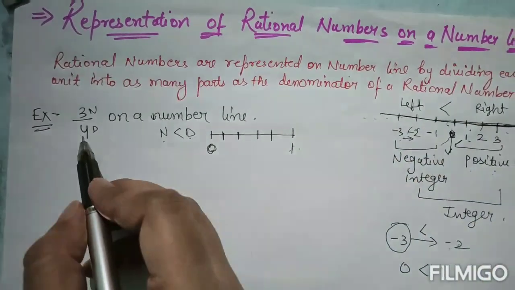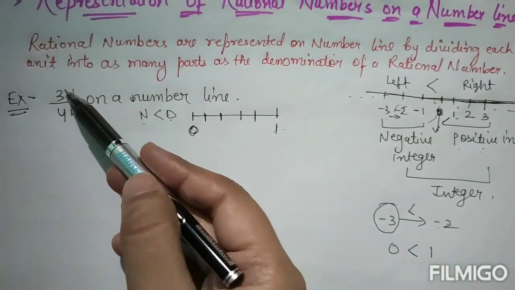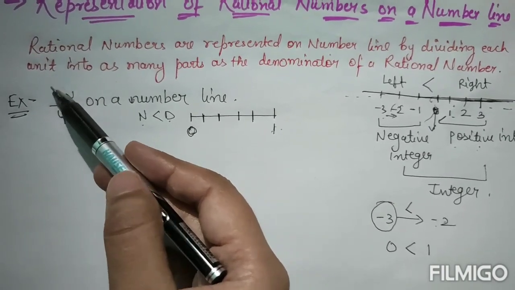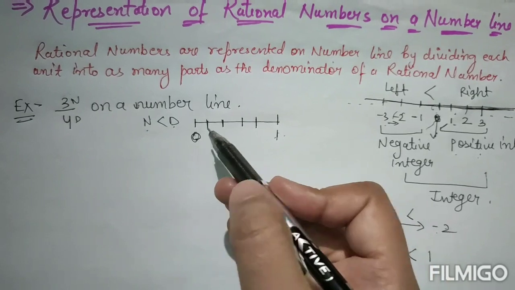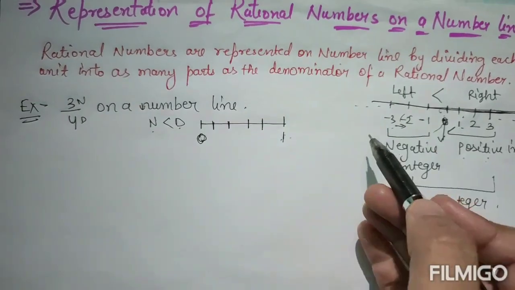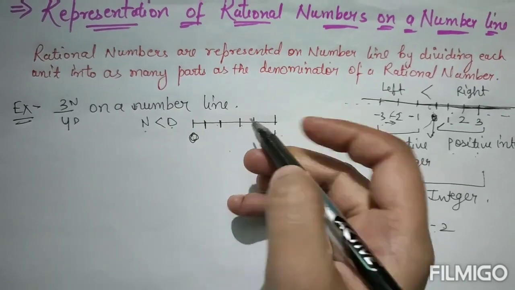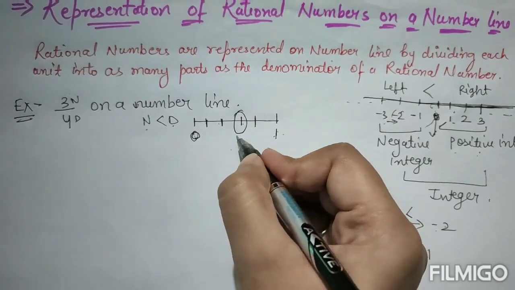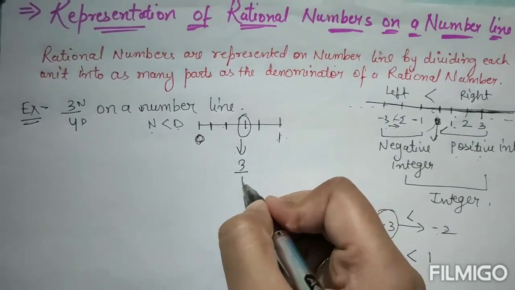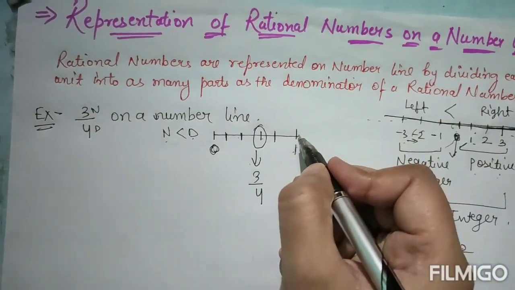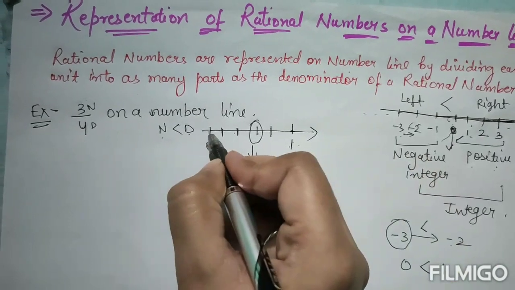Now look, move to the numerator. Here in the numerator the number is 3. You have to move 3 to the right side of your number line. 1, 2, 3. This is the point which will be 3/4. Clear? This is the number line.